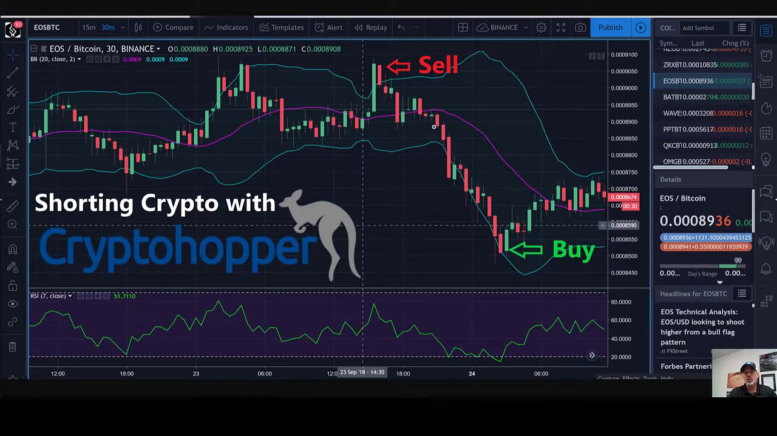Now you don't own 100 tokens of EOS, so you actually have to borrow it, and exchanges like Bitfinex, Poloniex, they allow you to borrow on margin, and so you will borrow those 100 tokens, and then as the price goes down, you look for an entry price back in, hopefully the bottom, to buy those 100 tokens so you can replace the borrowed tokens.